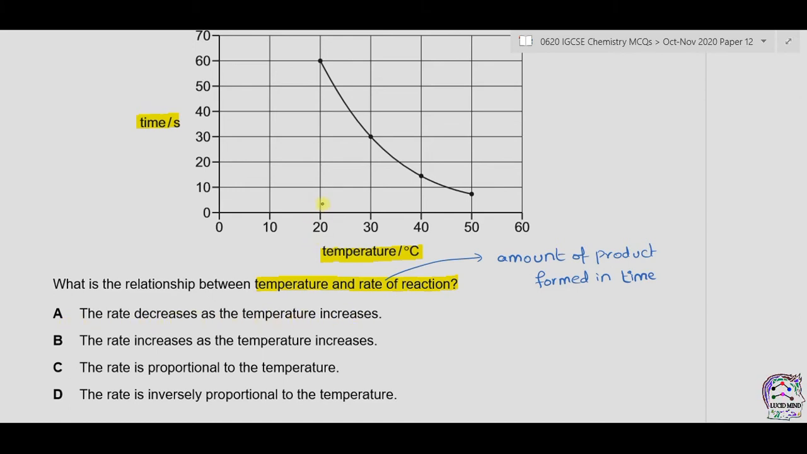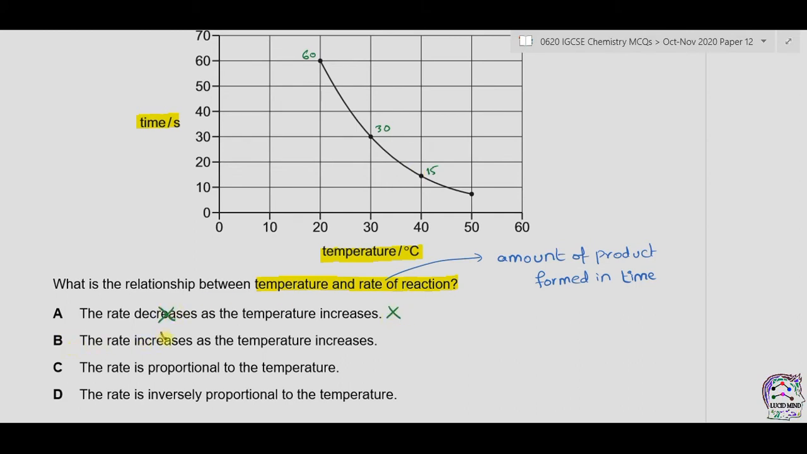Now we can see that at 20 degrees centigrade the time taken was 60 seconds, while at 30 degrees centigrade time taken was 30 seconds. At 40 degrees centigrade the time taken was almost 15 seconds. So we can see that as temperature is increasing, the rate of reaction is also increasing because time taken is lowered. So A is incorrect.